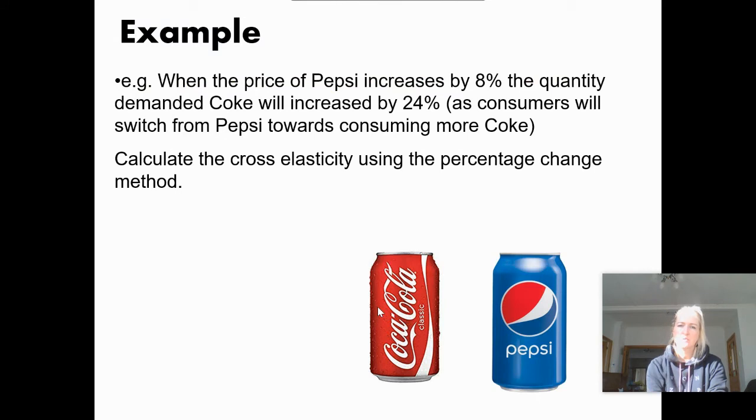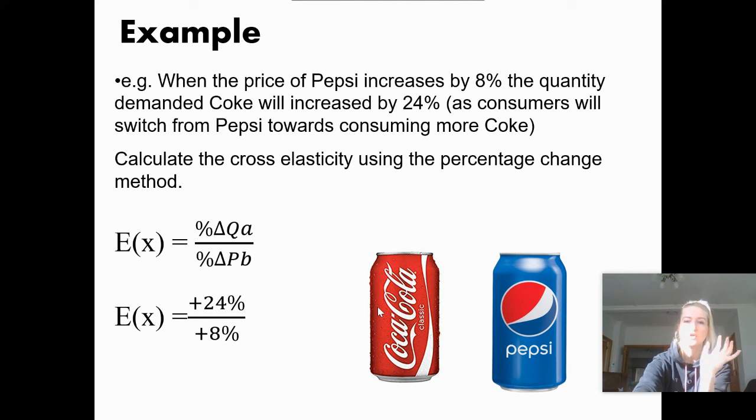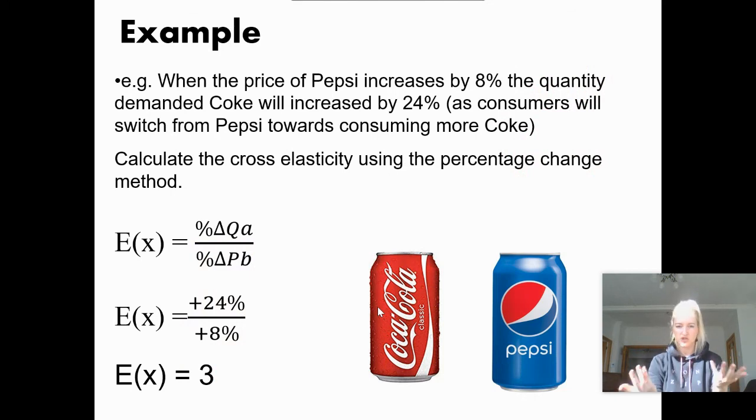Here's an example. When the price of Pepsi increases by 8%, the quantity demanded of Coke will increase by 24%. Calculate the cross-price elasticity using the percentage change formula. Here's our formula: the percentage change of the quantity on top divided by the percentage change of the price of the other good on the bottom. We had an increase in the quantity of Coke by 24%, and an increase in the price of Pepsi by 8%. So 24 divided by 8 is 3. This comes out as a positive coefficient, so Pepsi and Coke must be substitutes.